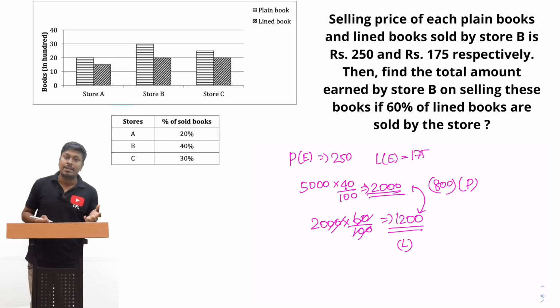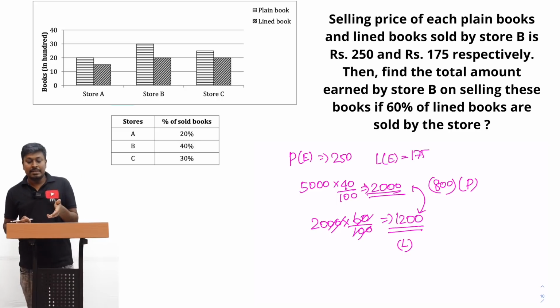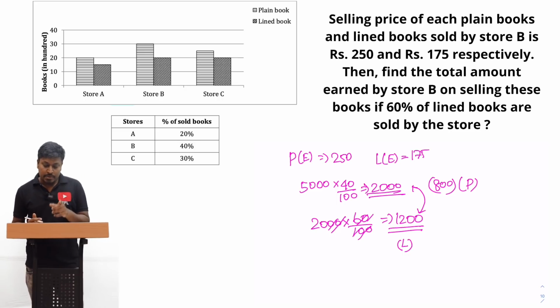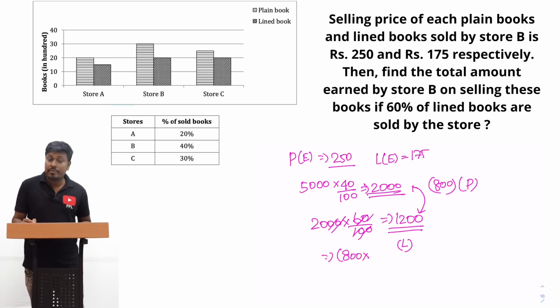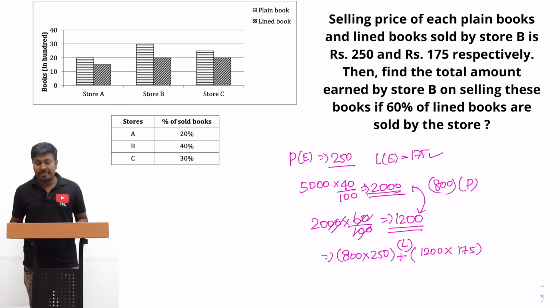So we have found that for store B, 800 will be the plain books and 1200 will be the lined books. So our target is to find the total cost. So that is 800 plain books, and each plain book has been sold for 250 rupees. So this into 250, plus 1200 lined books. Each lined book was sold for 175. So 175 here. So we need to multiply and find the answer.